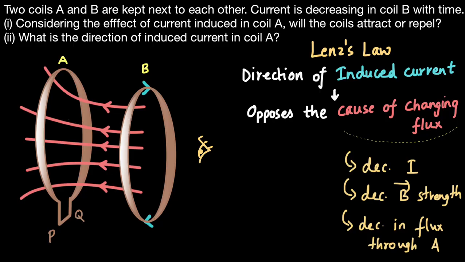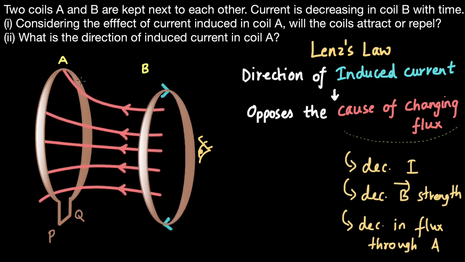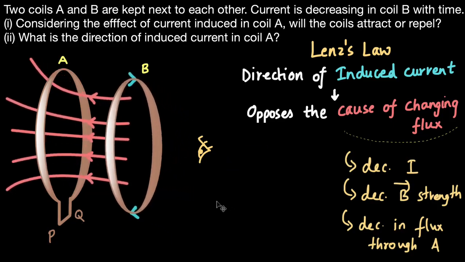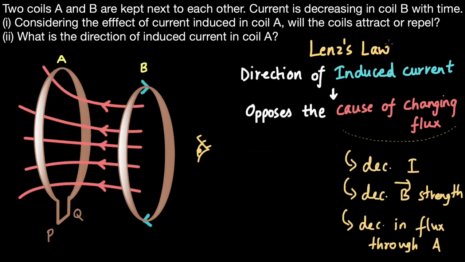So when we move this coil slightly away, we see that the strength of the magnetic field lines passing through coil A decreases. So that means that the flux through coil A is decreasing. But coil A doesn't want that. Coil A wants to increase the flux. Now if we move the same coil towards coil A, in this case the flux through coil A is increasing. So it turns out that coil A must be pulling coil B towards itself in order to oppose the decreasing flux and increase the flux through itself. So in this case, the coils attract.